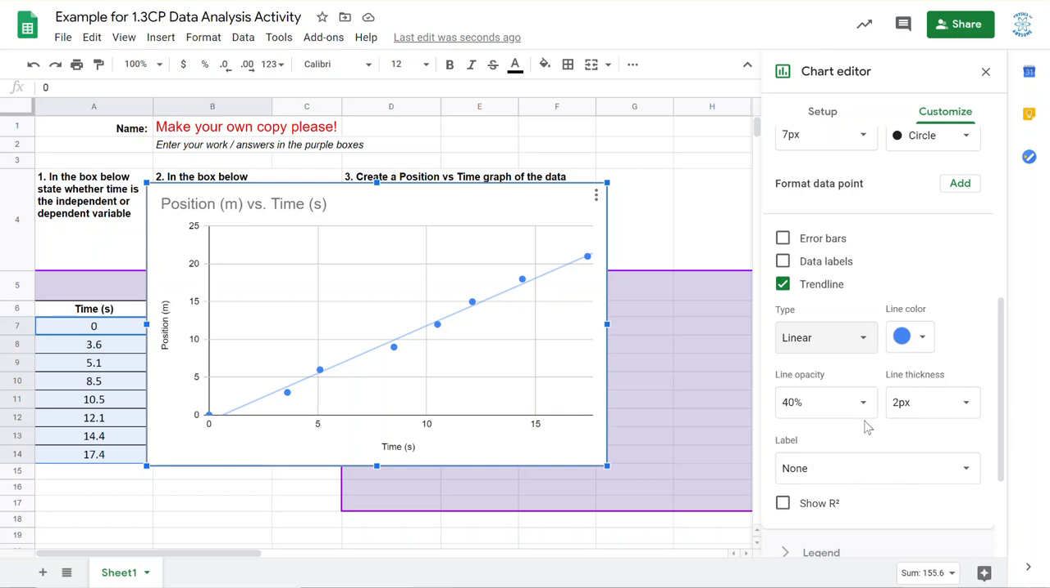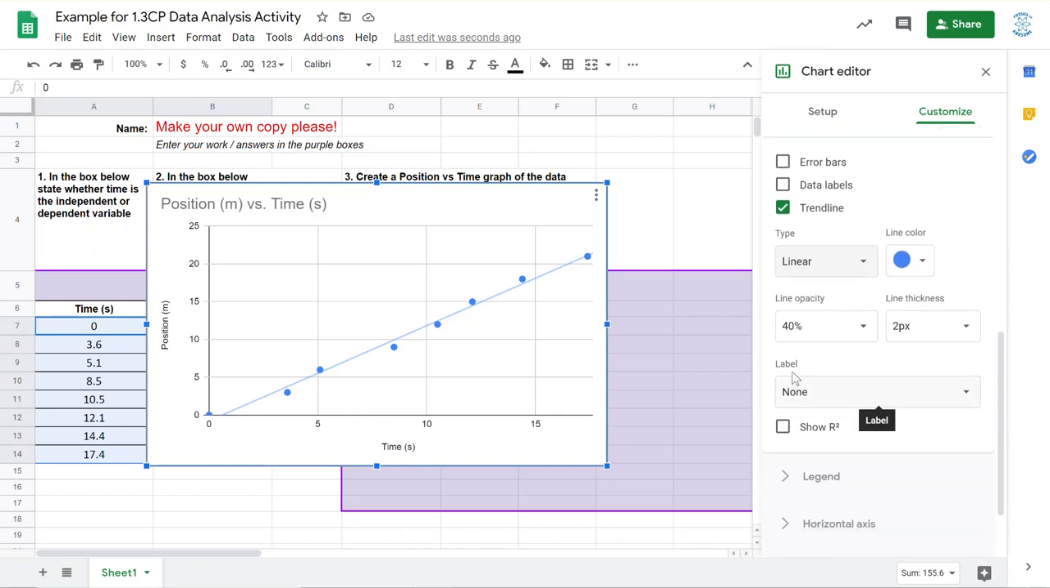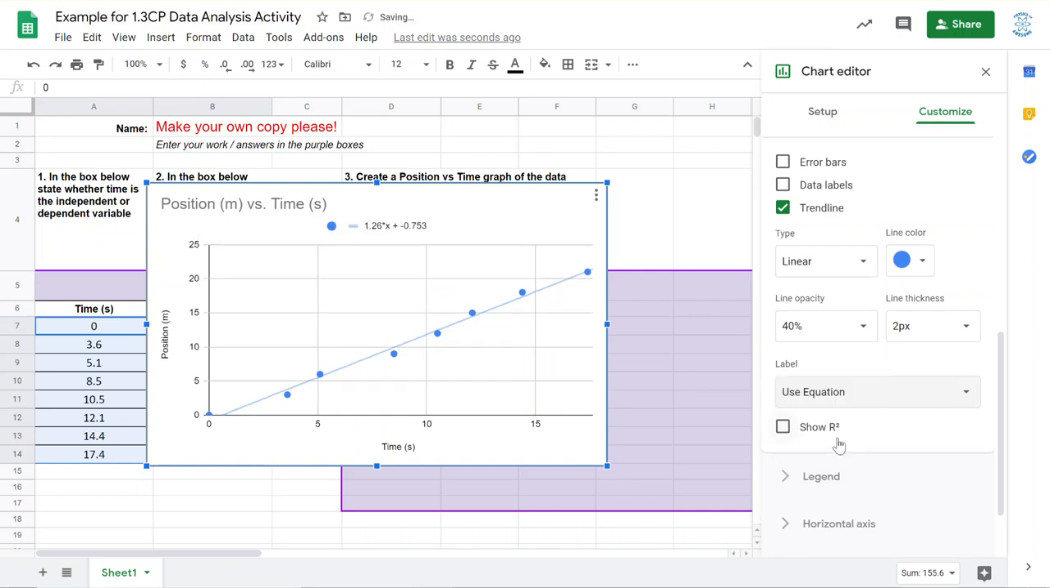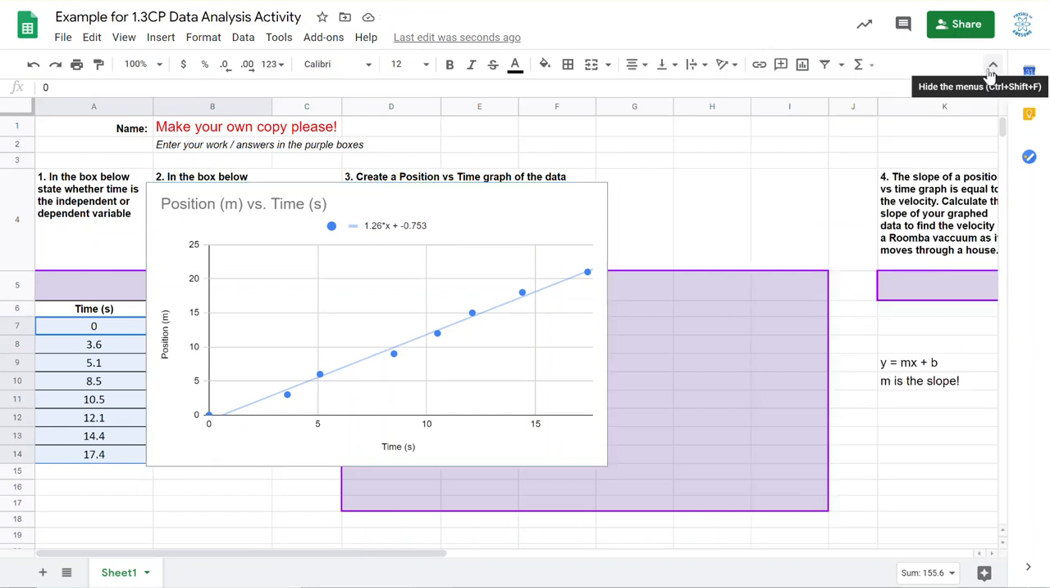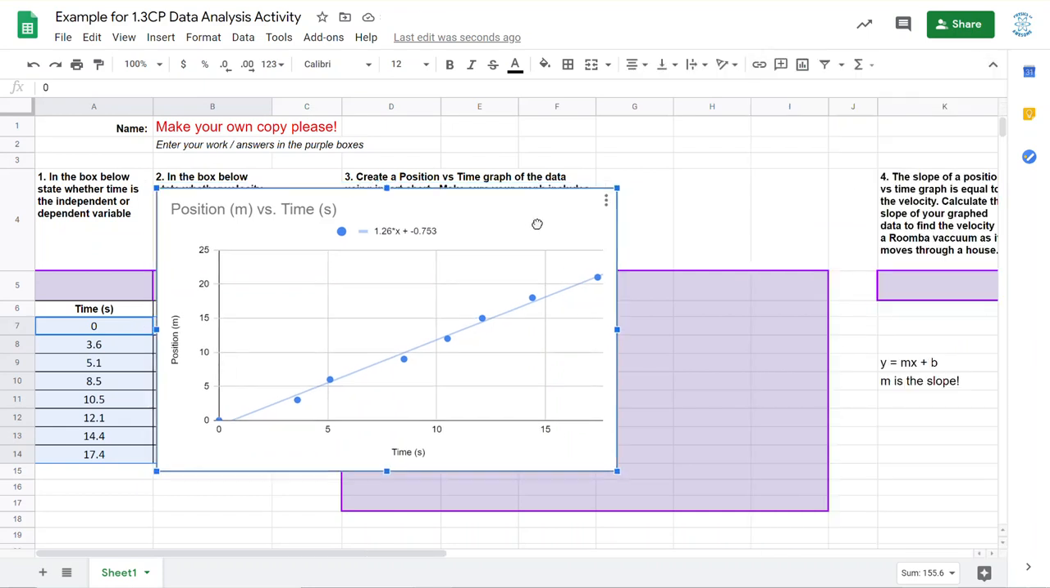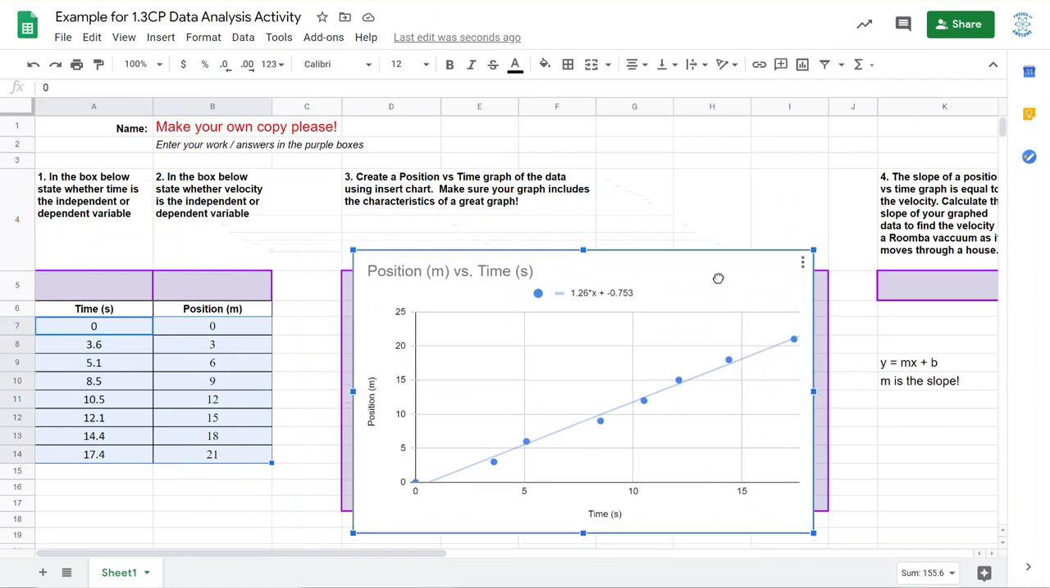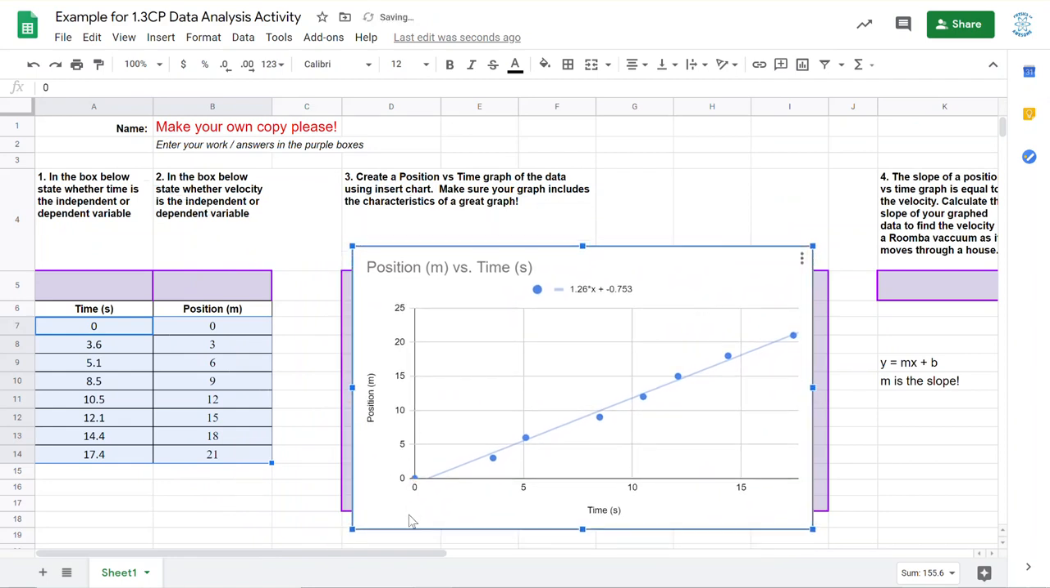Then you need to add the equation of the line. So click where it says label and choose use equation. Now you're done with your trend line. So you can close this out. We're just going to drag this graph over here so it covers the purple spot for our graph.